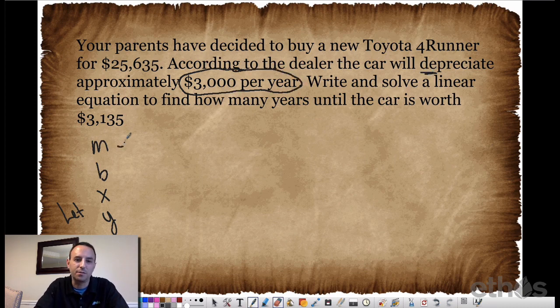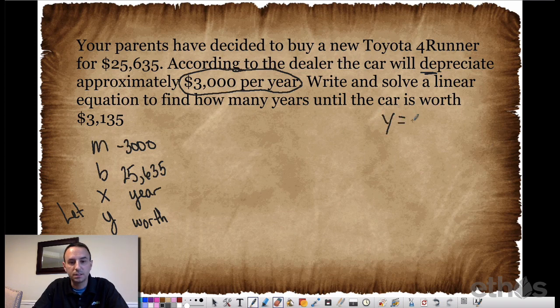So it's actually a negative $3,000 per year. Its starting point is $25,635. Okay. So if it's per year, then x has to be year based on my basic form, and y has to be worth or cost. Now I've got this, and the reason I knew the other one had to be cost is because I look right over here.